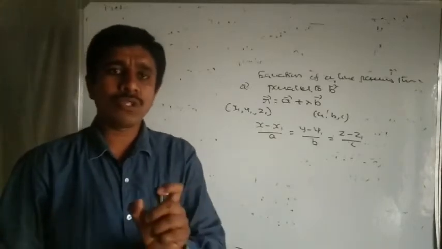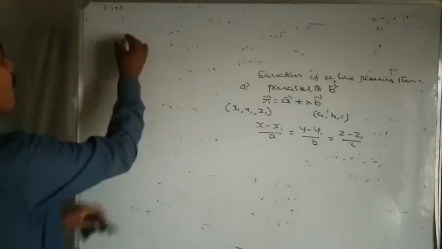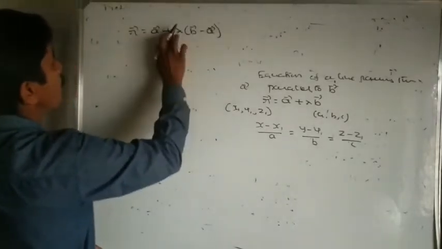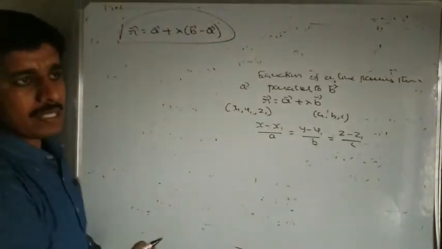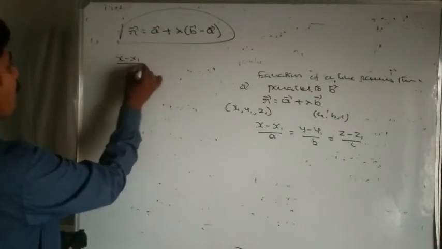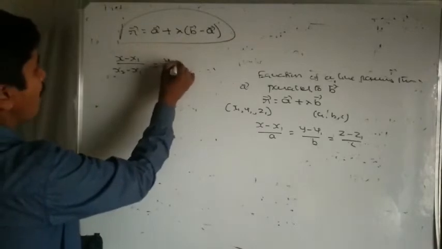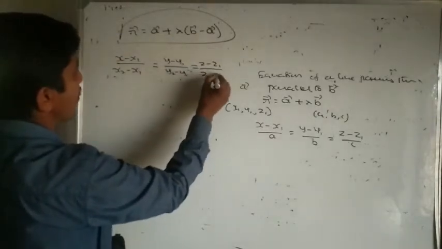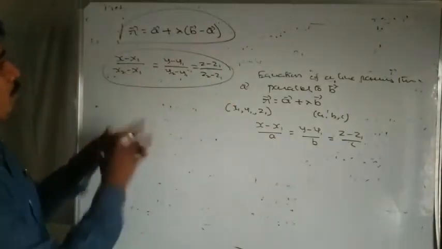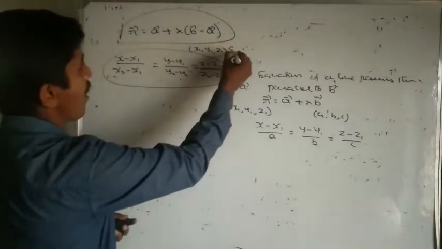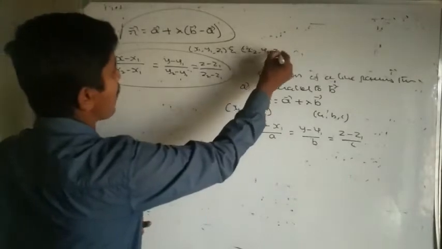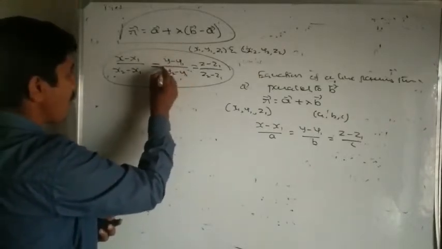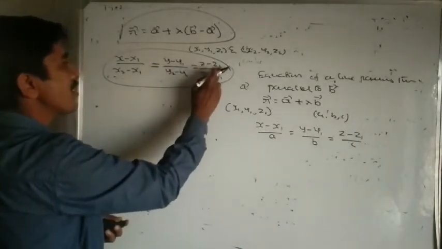Similarly, the equation of the line passing through two points in vector form is vector R equals vector A plus lambda into vector B minus vector A. In Cartesian form, the equation of the line passing through two points x1, y1, z1 and x2, y2, z2 is given by x minus x1 divided by x2 minus x1, which is equal to y minus y1 divided by y2 minus y1, which is equal to z minus z1 divided by z2 minus z1.